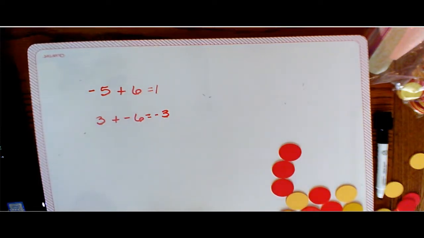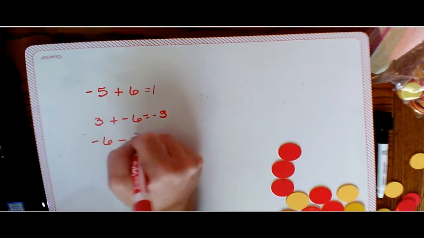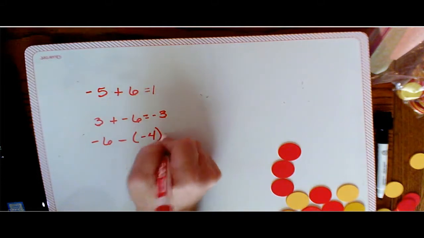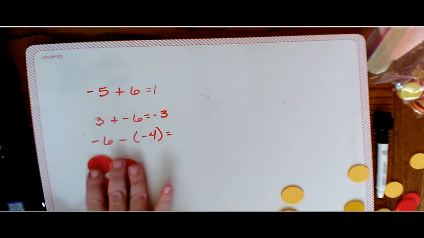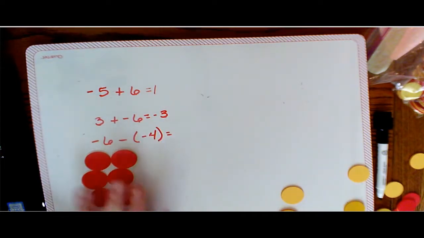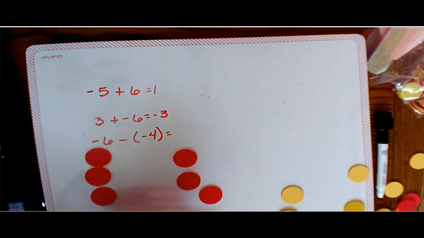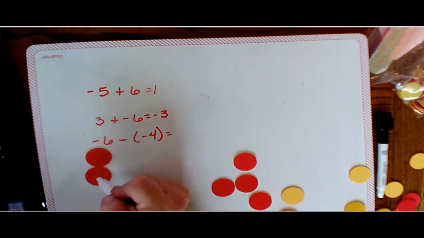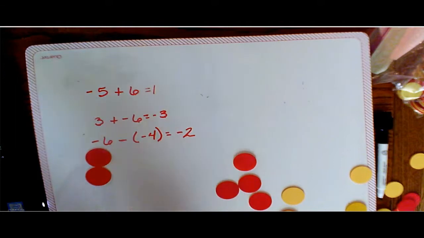Okay, let's try a subtraction one. A -6 minus a -4. Here's my -6. And with subtraction, we're just taking something away. Can I take a -4 away? I have negatives, so I'm going to take a -4 away. 1, 2, 3, 4. -6 minus -4 is -2.